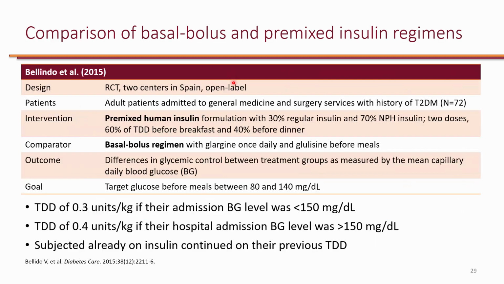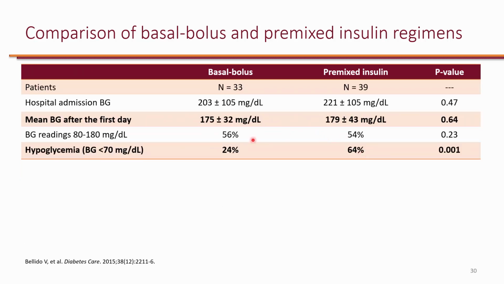And lastly, a study was published in 2015 to see if there's a role for pre-mixed insulin in the hospital. So one group got the pre-mixed human insulin, which included 30% regular insulin and 70% NPH given twice a day, and compared that to the usual basal bolus regimen with glargine once daily and glulisine before meals. And what they found was that although there was no difference between the two groups for targeting blood glucose, there was actually more hypoglycemia with the pre-mixed insulin, which was statistically significant.